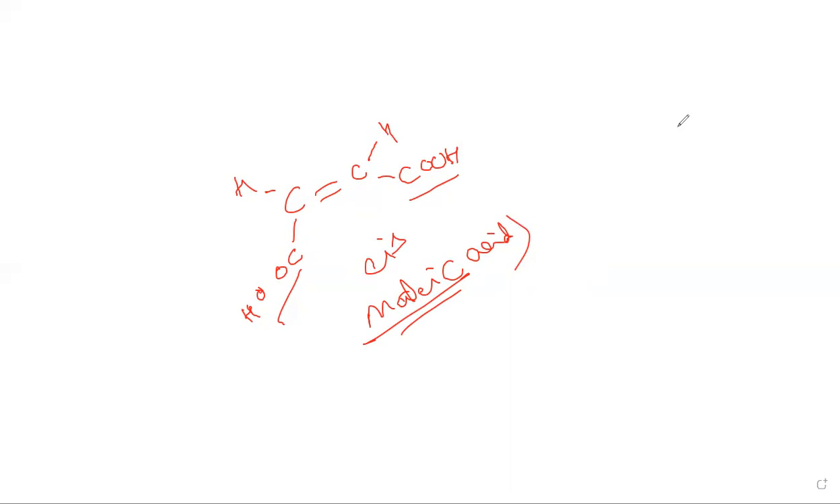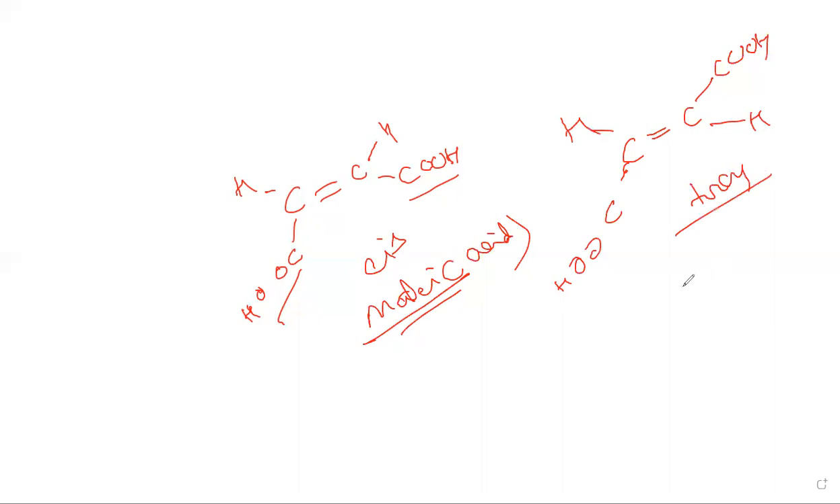If they are opposite, C double bond C, with COOH here and COOH on the other side, and a hydrogen here and a hydrogen there, this will be a trans isomer. The name of the compound is fumaric acid. It is trans, and the other is a cis compound. Are you getting it? Cis and trans isomers.